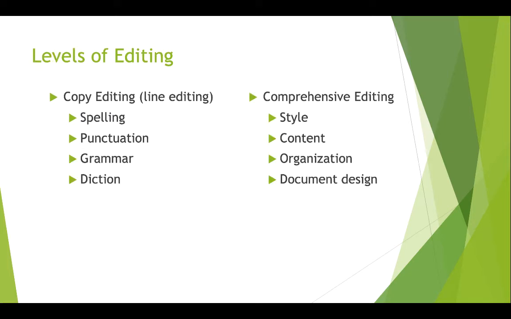There are multiple levels of editing, but in this class we're going to focus on two. The first is copy editing, also referred to as line editing. It involves ensuring spelling, punctuation, grammar, and diction are correct and accurate. Comprehensive editing involves editing of some of those more global issues of a text, the writing style, for example, content, organization, or document design, which includes both formatting and the use of visuals.